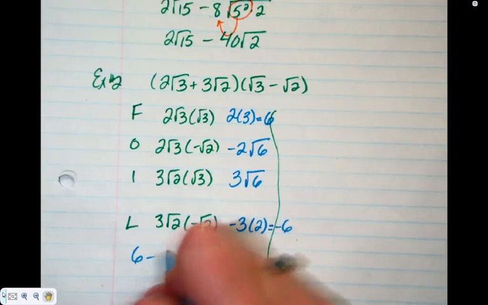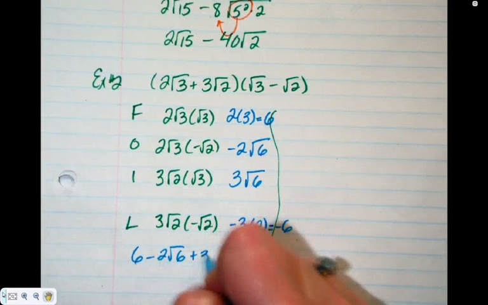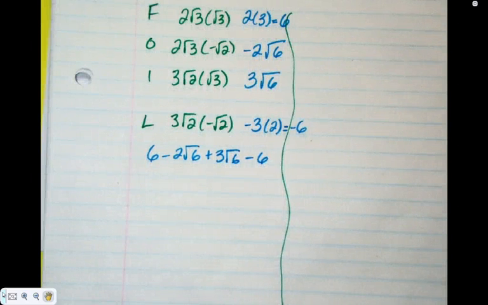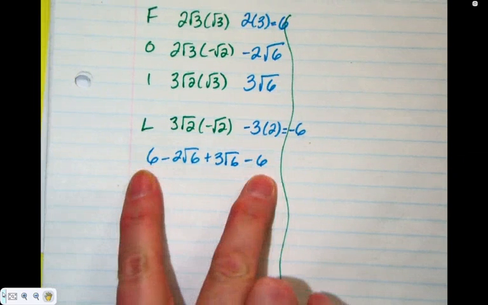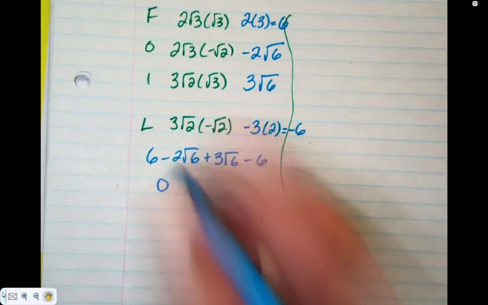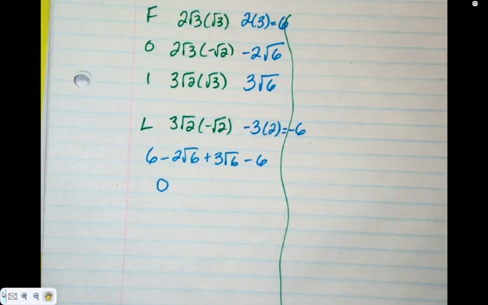So I have a 6, I have a negative 2 root 6, a positive 3 root 6, and a negative 6. So when we combine, we're going to do the whole numbers first. So 6 minus 6. And I'm just going to write it just so you see later what happened to the 6 and minus 6. We wouldn't normally write it.